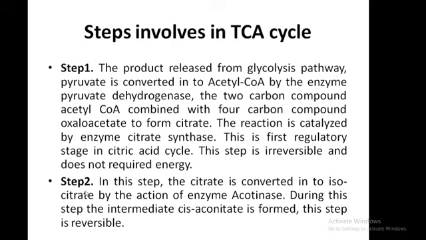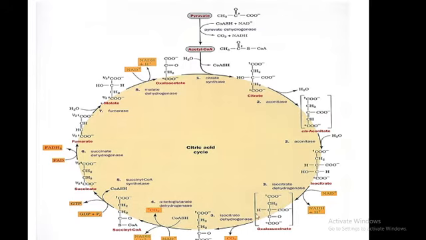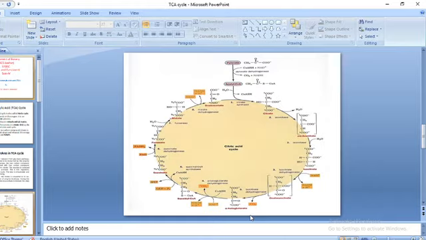Step number 2. In this step, the citrate is converted into isocitrate by the action of aconitase. During this step, the intermediate cis-aconitate is formed. This is a reversible process. So see here the figure.